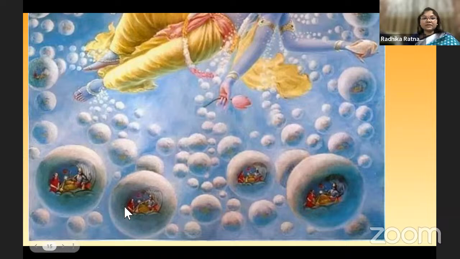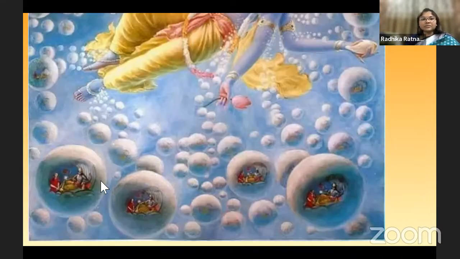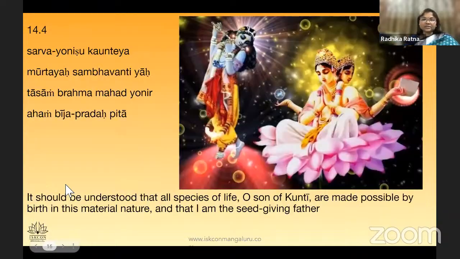So this is a picture of Garbhodakashayi Vishnu. This is of Kshirodakashayi Vishnu, who is emitting various universes. Again, in each universe you have a Garbhodakashayi Vishnu, and in turn you have a Kshirodakashayi Vishnu, who will impart the soul in each and every living entity.